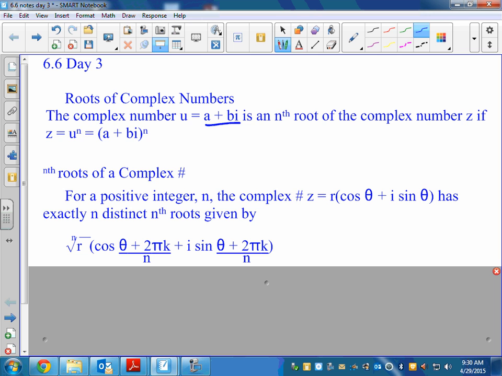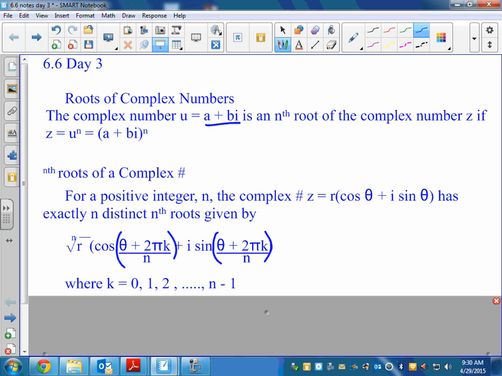The i sine is of all of this. So this is the cosine of all of this, plus i sine of all of this. It's the sine of theta plus 2 pi k, all divided by n, where k equals 0, 1, 2, up to n minus 1.